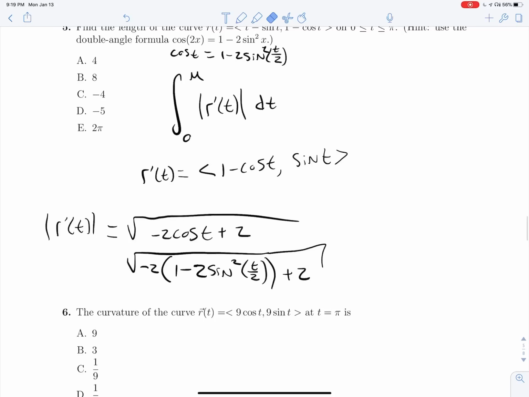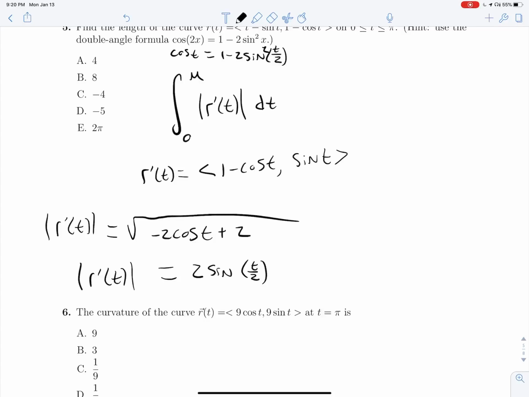Okay, so we can see right off the bat that this little section here is going to become a negative 2, which is going to cancel out with our positive 2, and this is going to become a 4. Now we can take our square root, and this is just going to become 2 sine t over 2, which is r prime t. There we go. Yeah, that kind of deserves a drum roll.